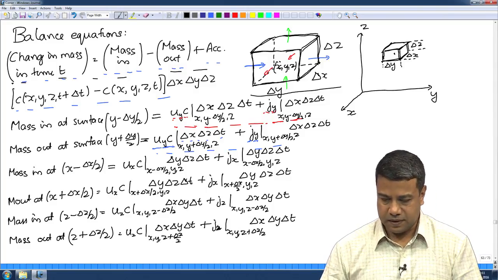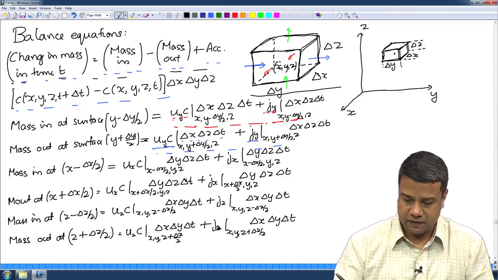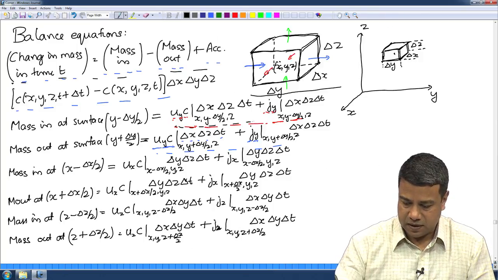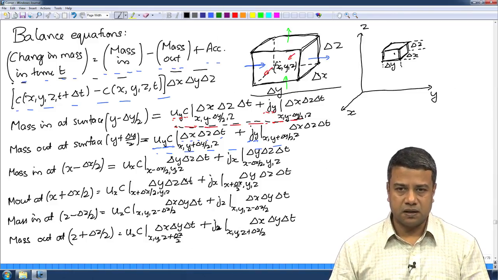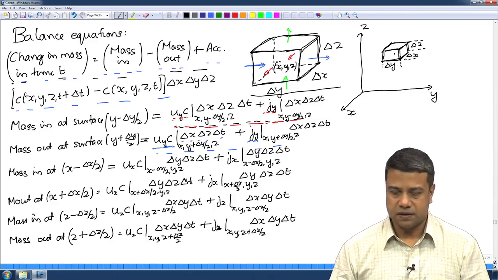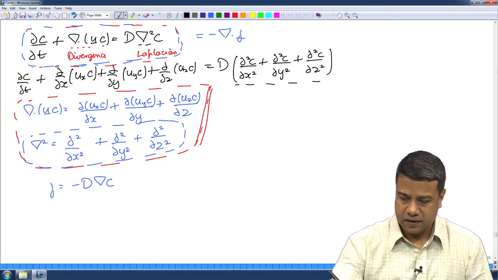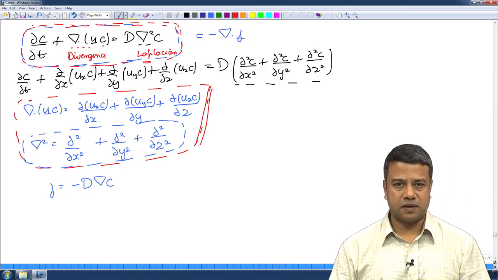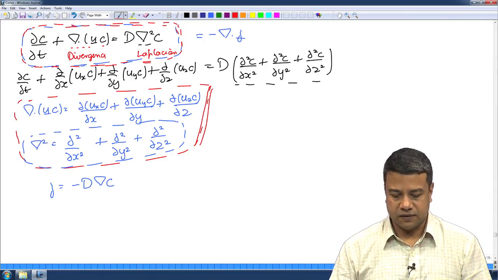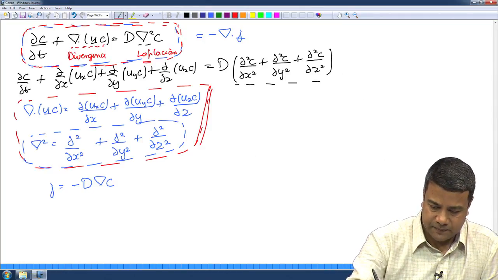And by doing this, we had written down balances consisting of mass in and out at different surfaces, each one consisting of a convective part, which is the velocity times concentration, and a diffusive part, which is the diffusive flux. And we had put all of these together and got a differential equation. The differential equation consisted of two sides. The left side had the time derivative and the convective part. The convective part was the divergence of the velocity times the concentration.